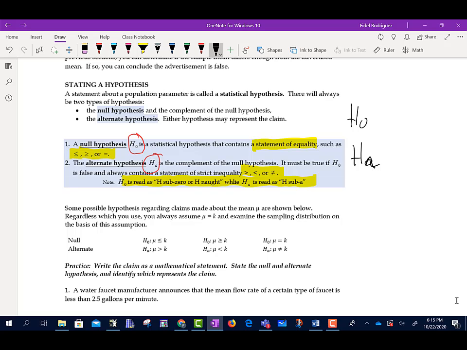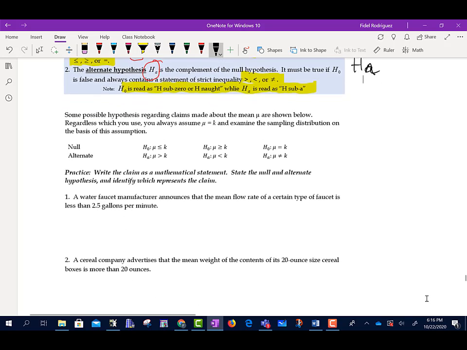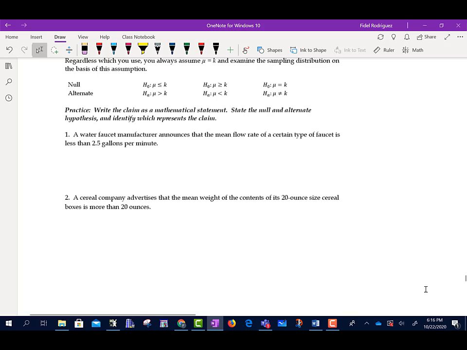Some possible hypotheses regarding claims made about a mean mu are shown below. Regardless of which you use, you always assume that mu is equal to k, an example of the sampling distribution on the basis of assumption. Okay, so we have some examples here, and I want you to notice the null hypothesis always has some kind of equality, whether it's less than or equal to, greater than or equal to, or simply equal to.